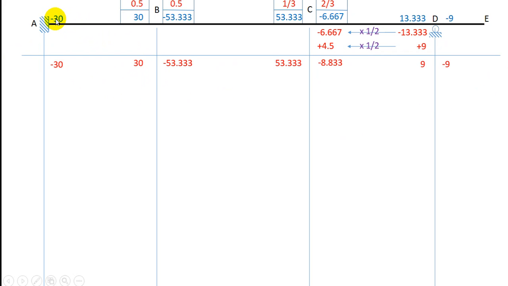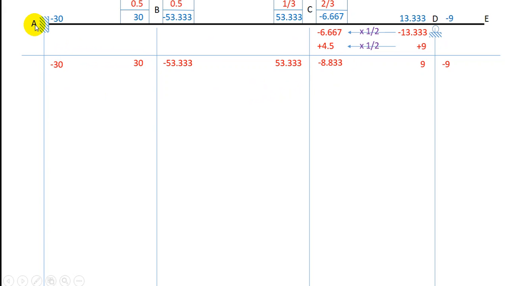Now 30 stays 30, minus 53.333 stays minus 53.333. This comes down and I have to add these up. When I add these up I get minus 8.833, and plus 9 and minus 9. So our pin joint D is balanced and we will not disturb it anymore. Once we have balanced it, we won't disturb it. These are the moments with which you have to do further iterations.